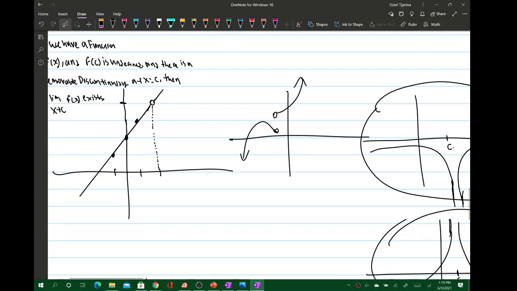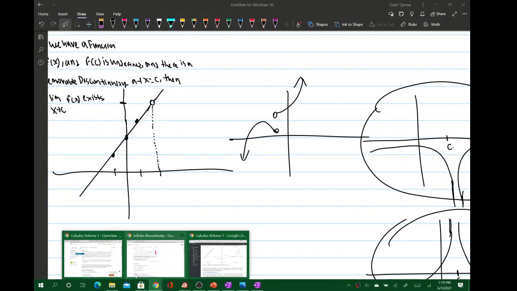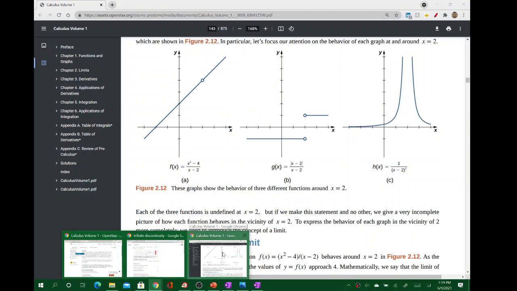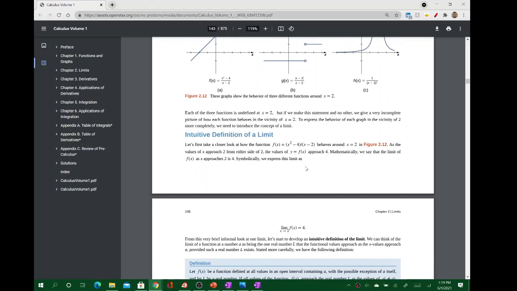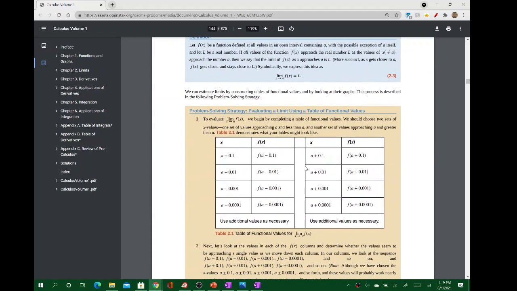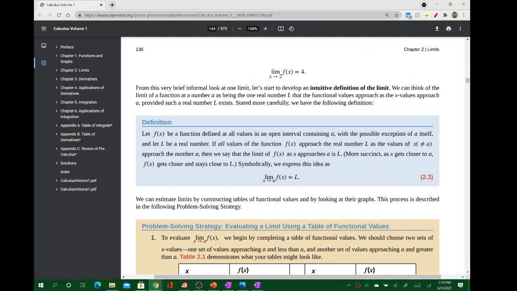Jump discontinuity has more to do with the limit from between the left and right endpoints, which I will go over later on. But it says this is the definition of a limit. It says, let f of x be a function defined at all values in an open interval containing a, with the possible exception of a itself, and let L be a real number.